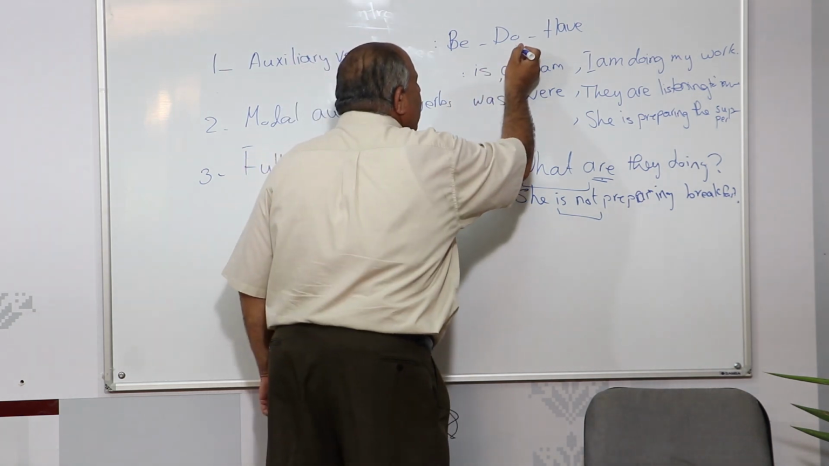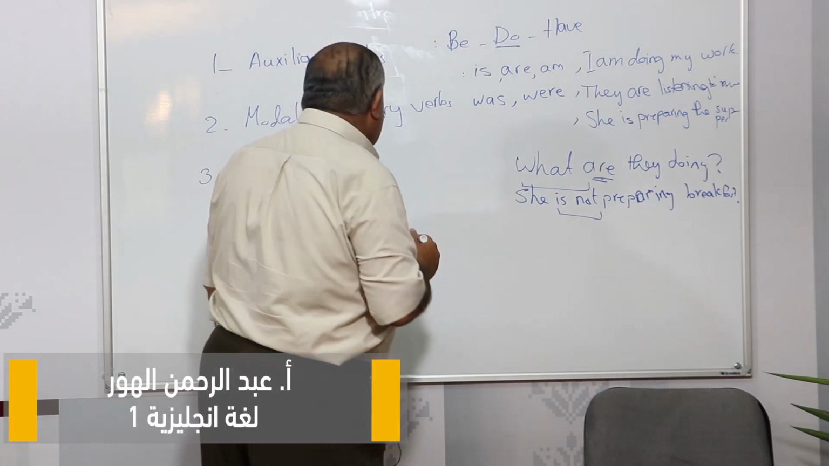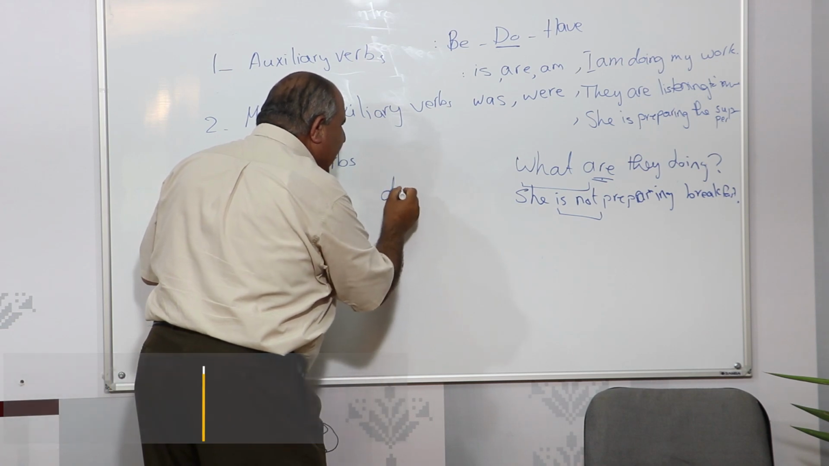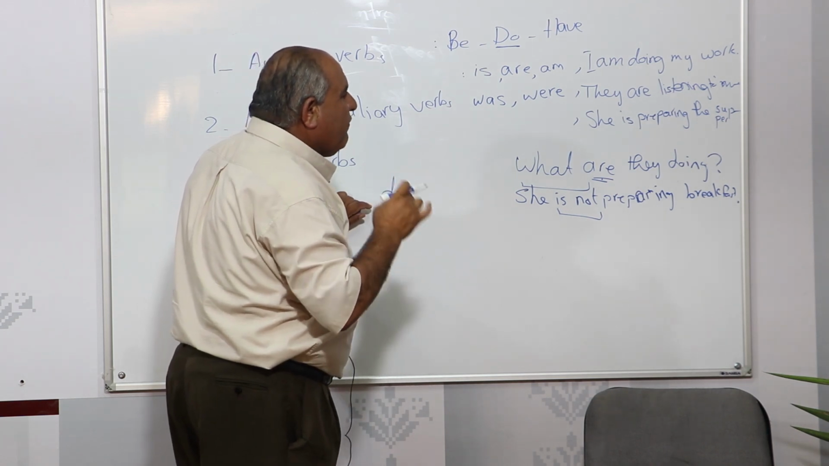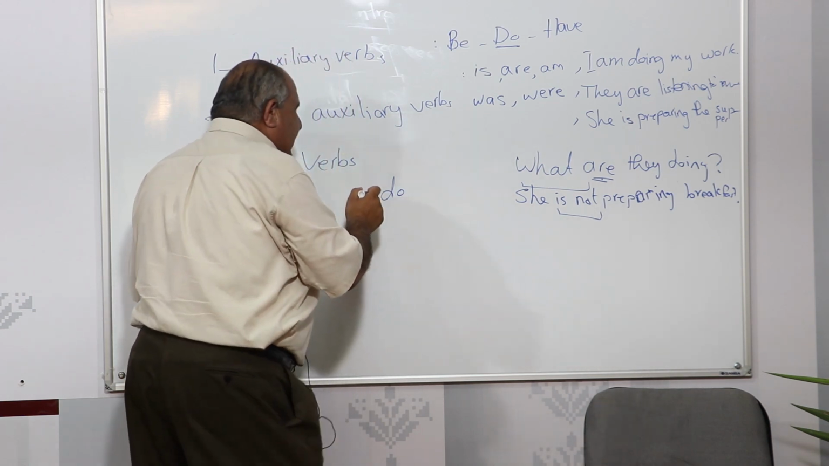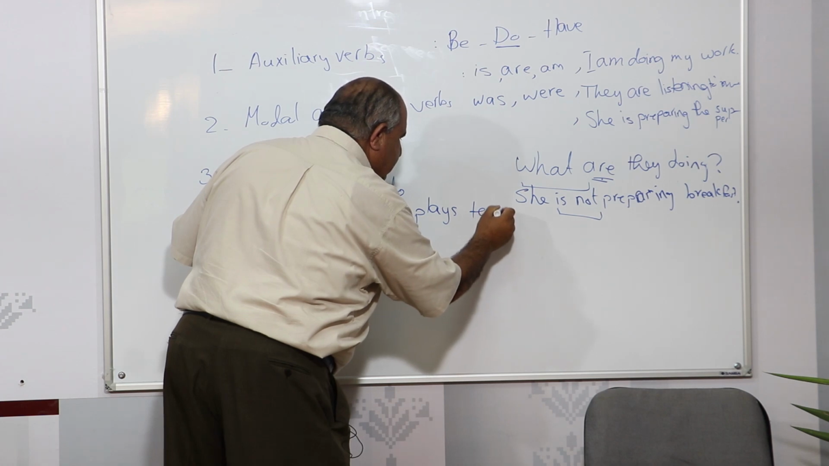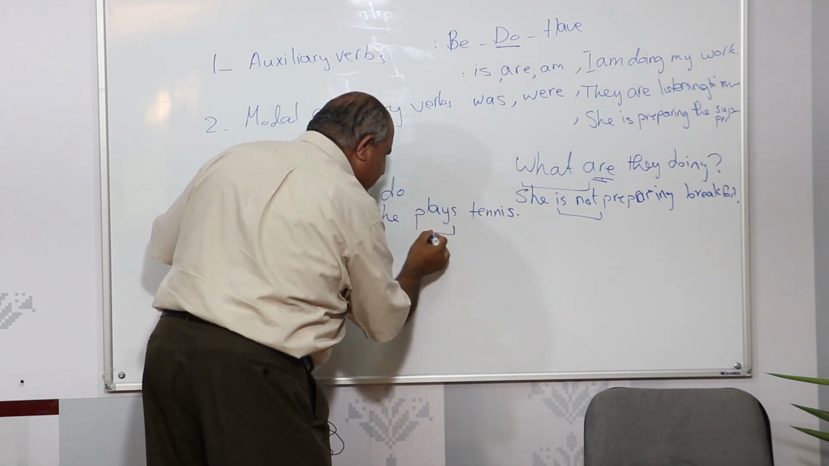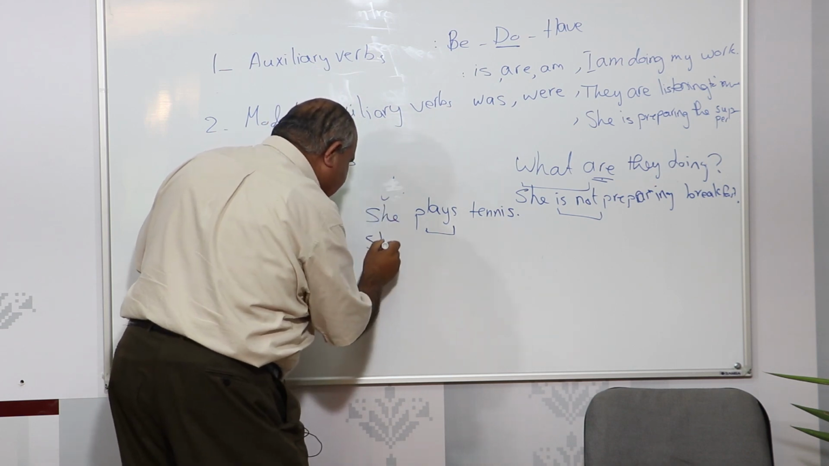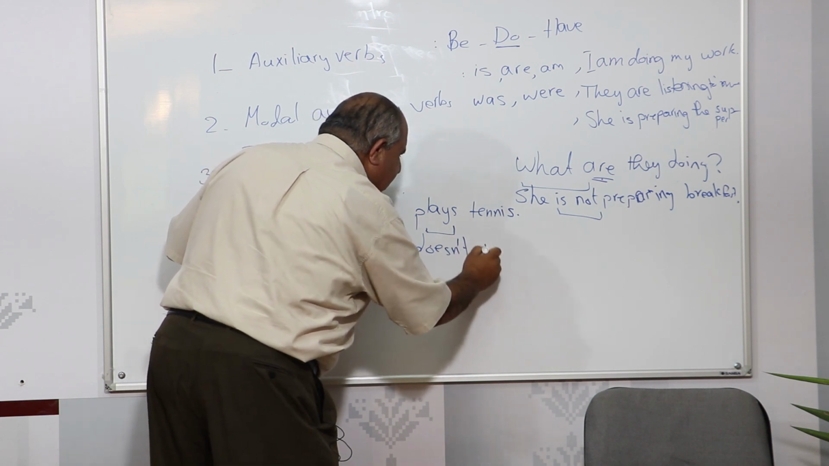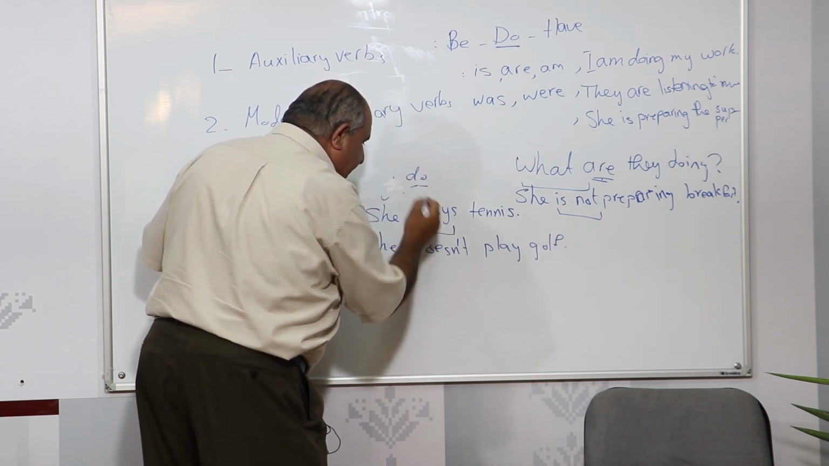Now, the second type of the first class, auxiliary verbs, is verb to do. When we talk about verb to do, we talk about do as an auxiliary. In the same function, they function to show the tense, or to make questions, or to make the negative forms. We say, for example, she plays tennis. Now the main verb is plays, and in this case, this is the present form. Now, if we want to show the negative, we say she does not play golf. So we make use of verb to do in order to make the negative.